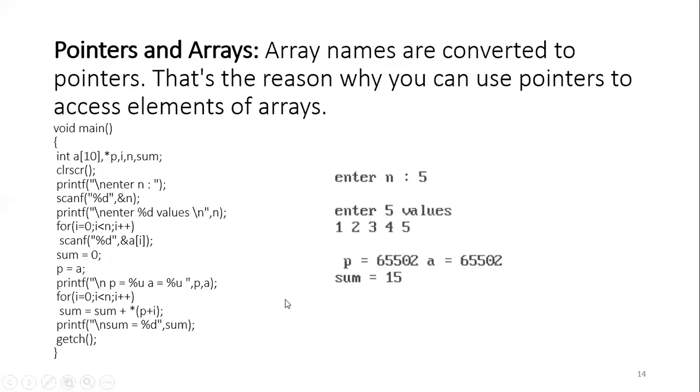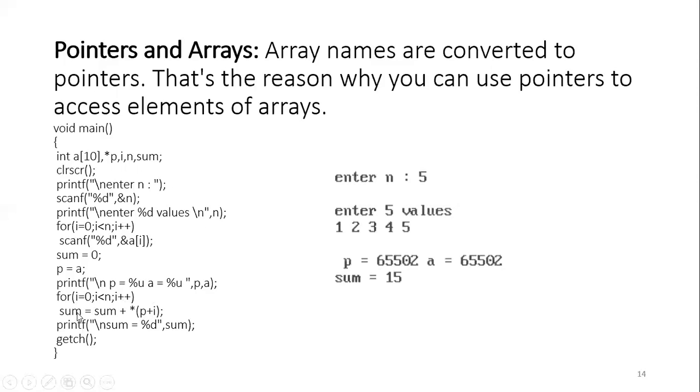65,502. Now here I am finding the sum of array elements. The actual array elements are stored in array A. Now I am accessing the array elements by using the pointer. So what is P containing? P is containing the starting address of the array. Now when I apply P plus I, what is the value of I? I is 0. So 65,502 plus 0 is 65,502. When I apply the dereferencing operator star, then I will get the value 1.